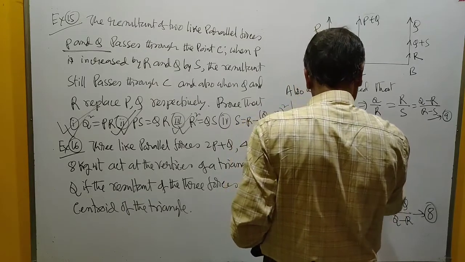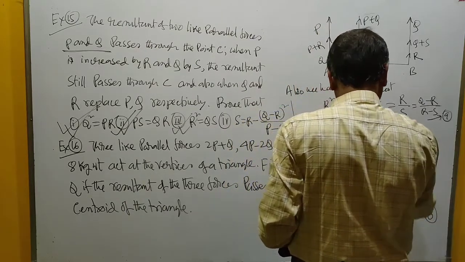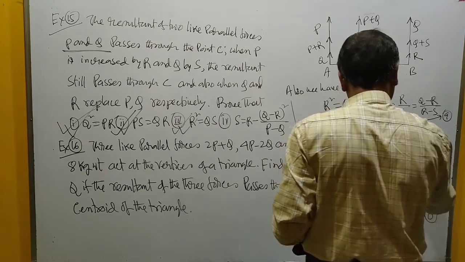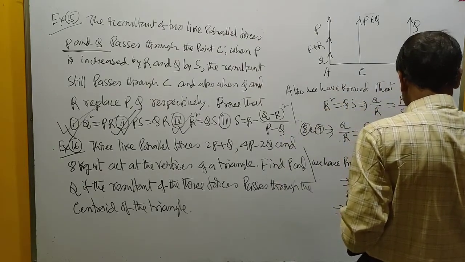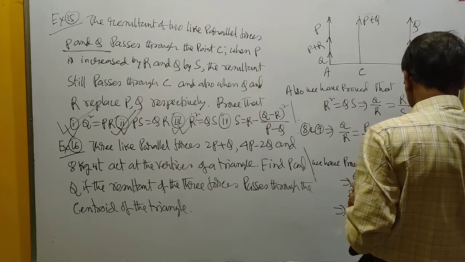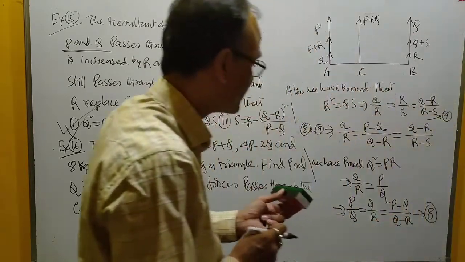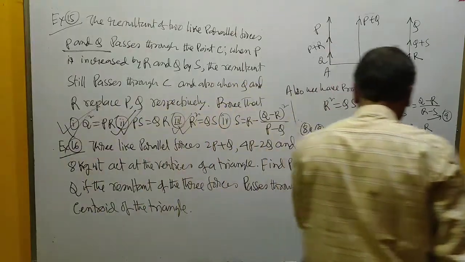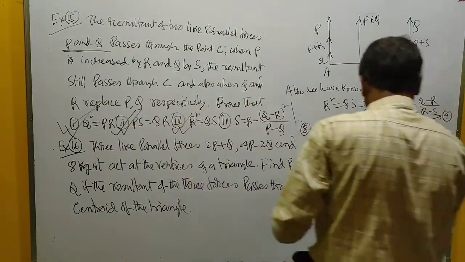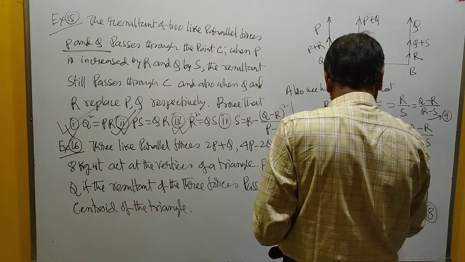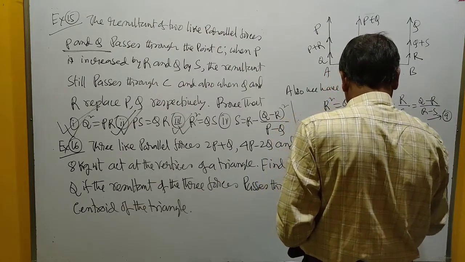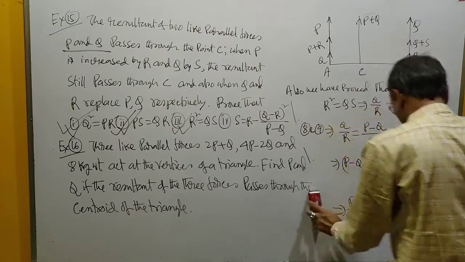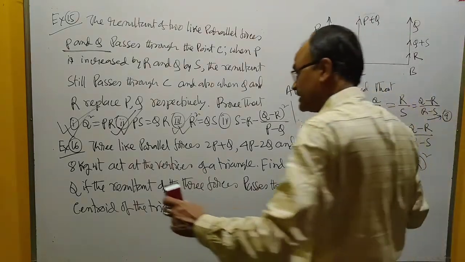From 8 and 9 you will get Q by R equal to P minus Q divided by Q minus R equal to Q minus R divided by R minus S. This means that P minus Q into R minus S equal to Q minus R whole square.